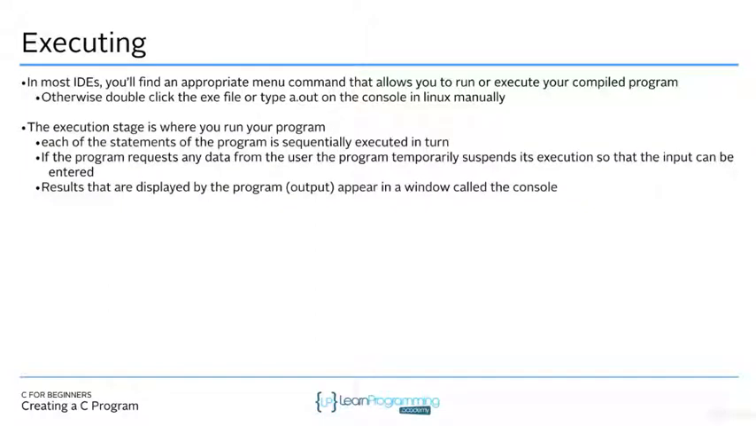So the execution stage is where you run your program. Each of the statements of the program is sequentially executed in turn. If the program requests any data from the user, the program will pause and get that input. It can get the input via the keyboard, or via a graphical user interface if you have libraries for that in your C code. Results that are displayed by the program appear in a window called the console. And we're going to show you examples of this when we talk about Code::Blocks. But when you run your program, typically you're going to see output. Not always. Sometimes programs will do things that don't produce output, but usually they produce output and you see the output right on the terminal or the console.